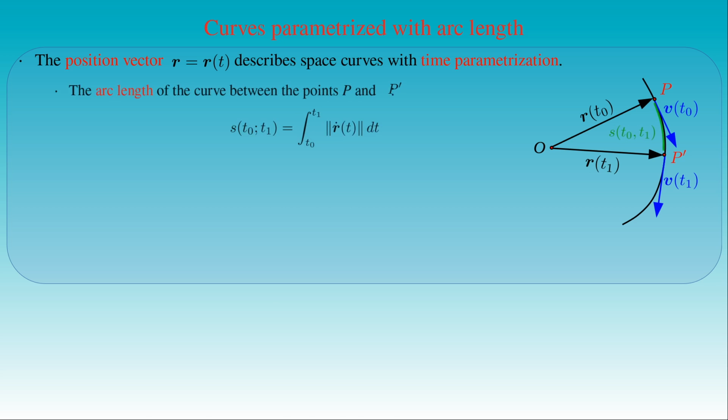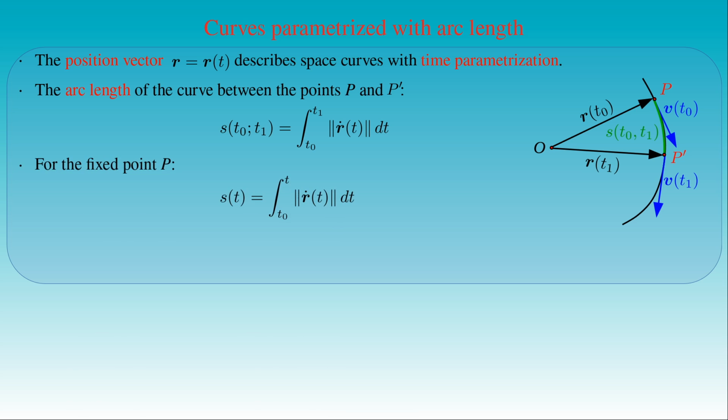Then we can compute the arc length of the curve between the points P and P'. The arc length s is the integral of the length of the tangent of the curve over the interval between t0 and t1, where the tangent is the parametric derivative of the position vector r. The arc length covered by the moving body between the points P and P' is indicated with the green curve. If we fix the point P at the initial time t0 and let the parameter t run with the position of the point P', we obtain the arc length s as a function of t. Then the arc length s is the integral of the length of the tangent of the position vector between the initial time t0 and t.